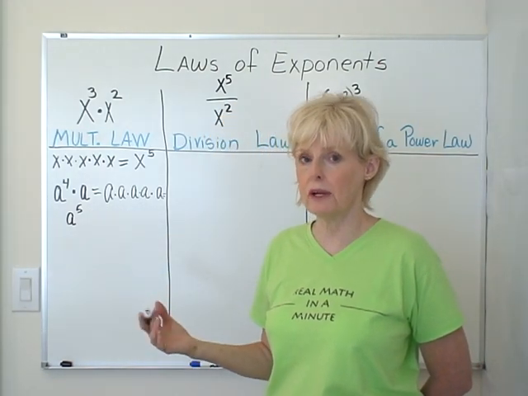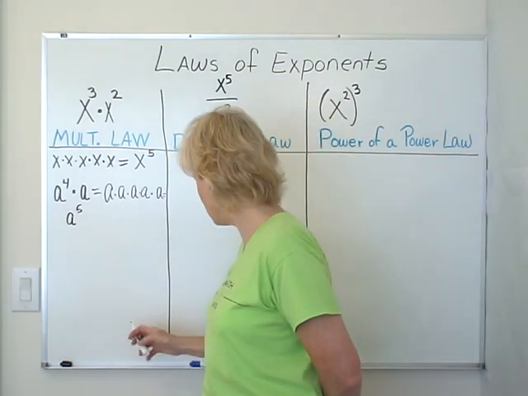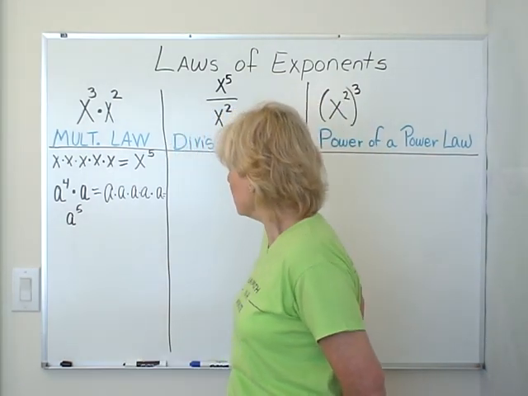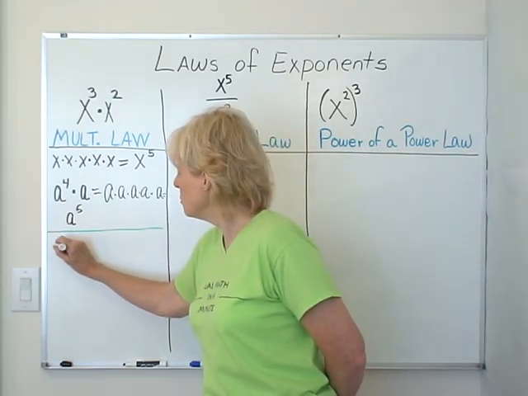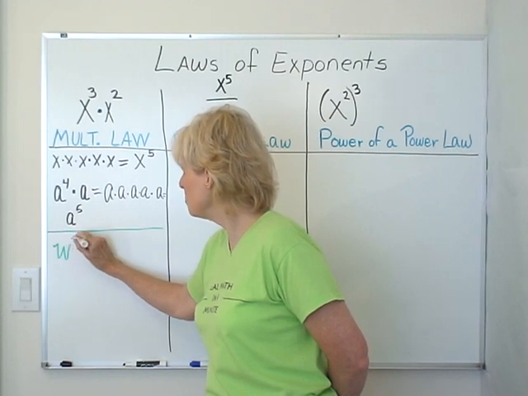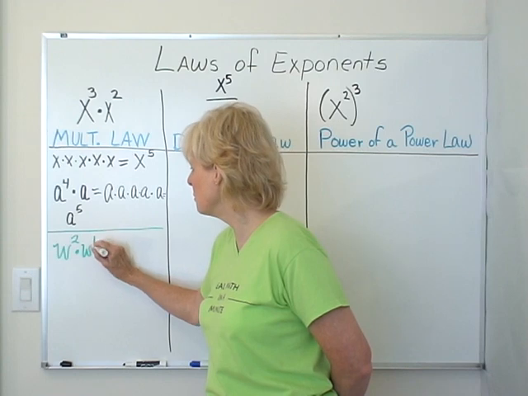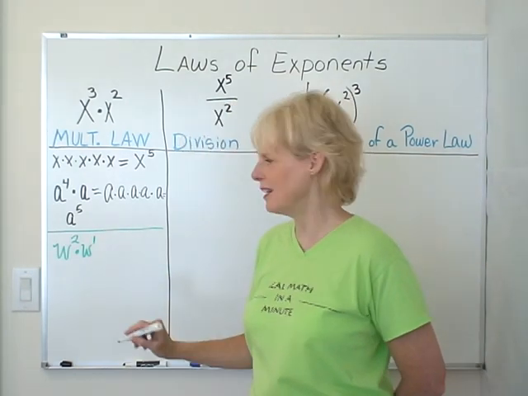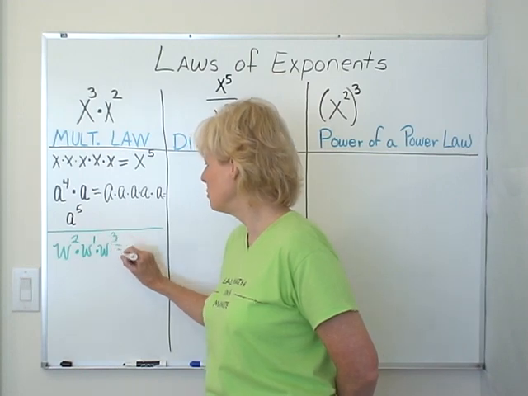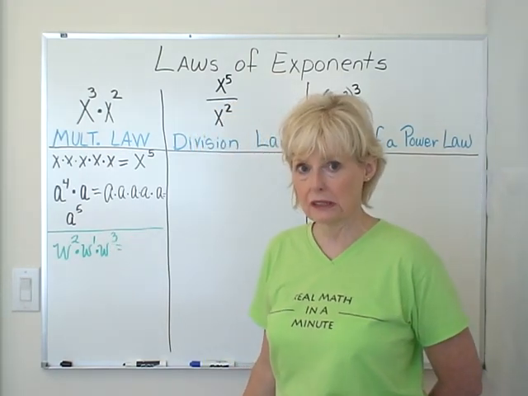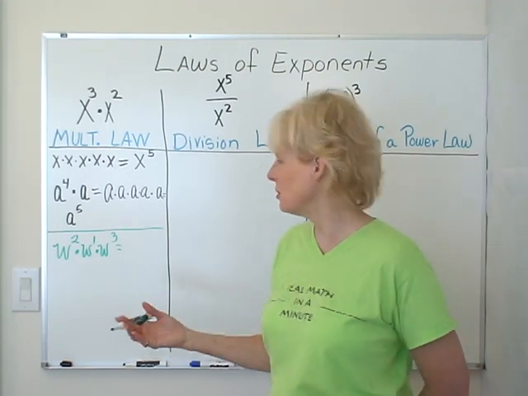And we should be looking for patterns, you know, like always. So let's do another one. Let's choose a different color. Let's say that we've got w to the 2nd power times w to the 1st power. I don't usually put the 1, I just did that time. And let's say that I've got that times w to the 3rd power. I've got to write all those out if I don't know the law. We don't know it yet, so here I go.